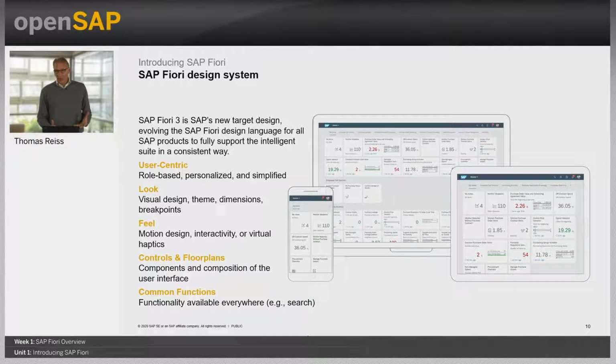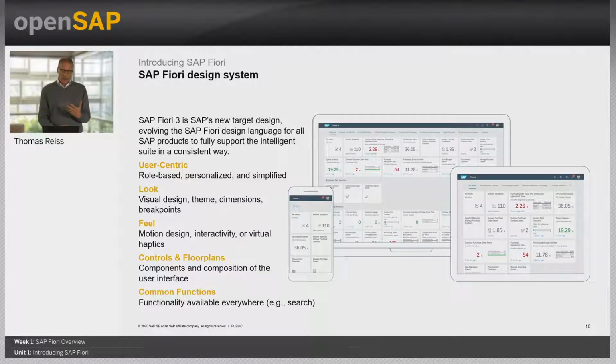So it's user-centric, so Fiori always is role-based. So basically, depending on the roles you have in the company, you see only the apps relevant for you. Personalized as well, so you can personalize the layout and so on, and also simplify it. So these are always simple apps that are very easy to use.